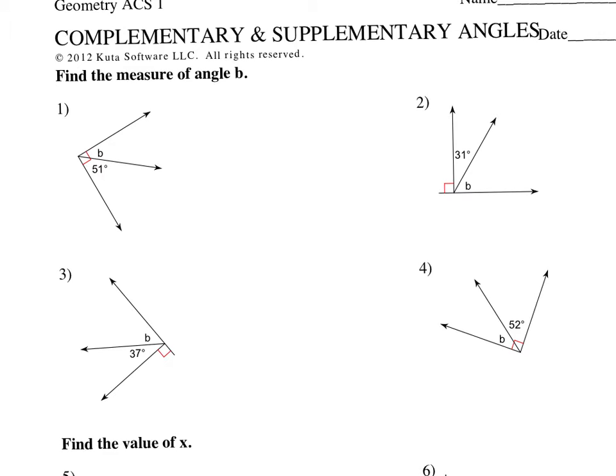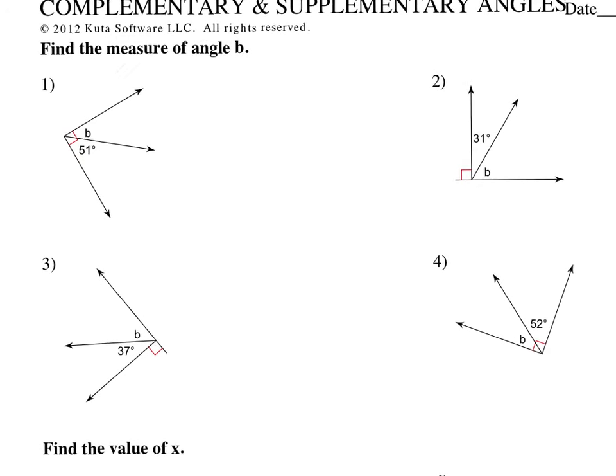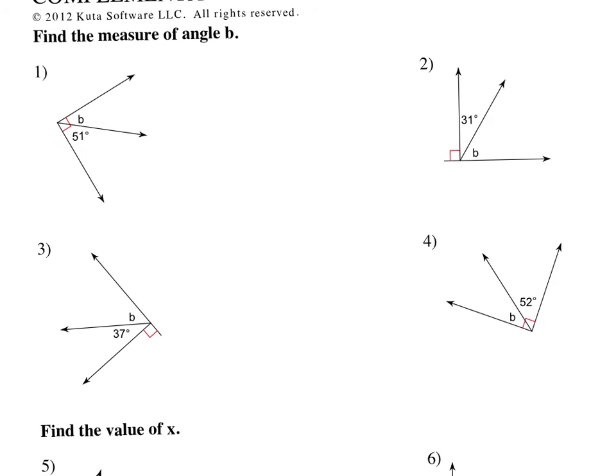Okay, so you've tackled complementary and supplementary angles. Complementary, remember, is 90 degrees. So if you see two angles, they add up to 90 degrees. And supplementary is 180 degrees. Now, they've thrown you a little bit of a curve here with a couple of these problems to begin with, number 2 and 3.